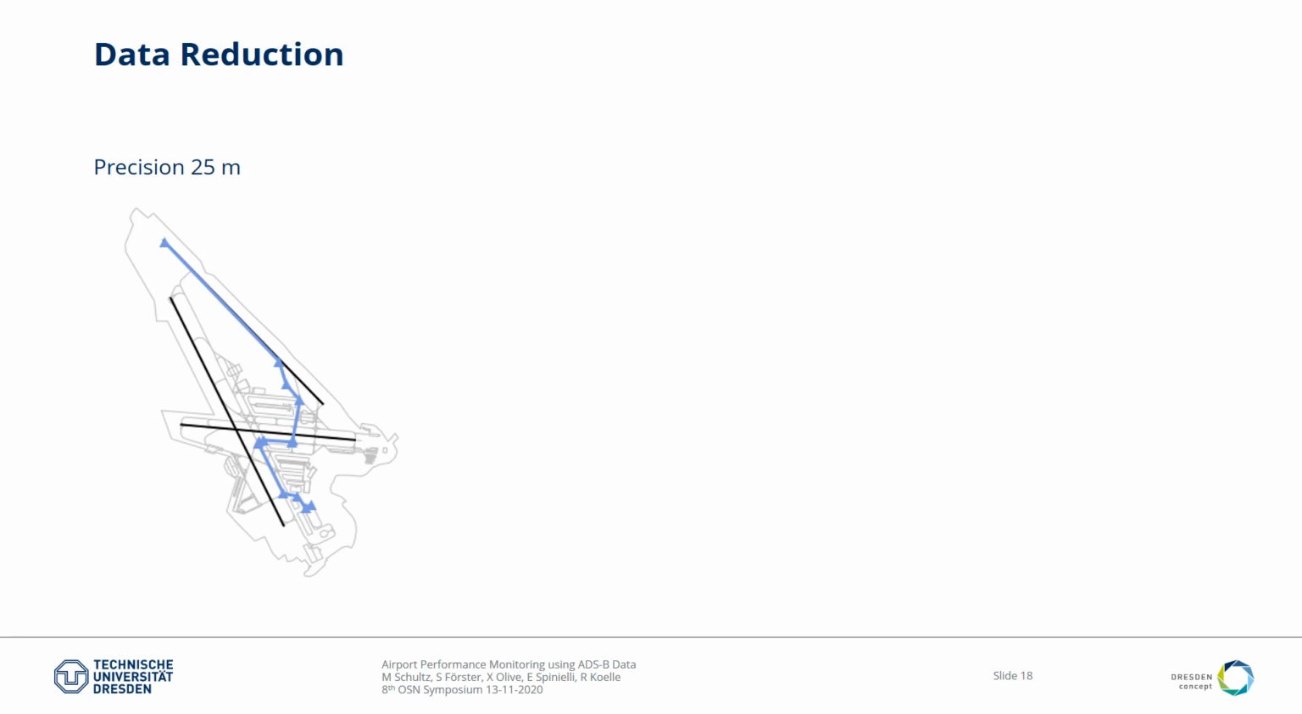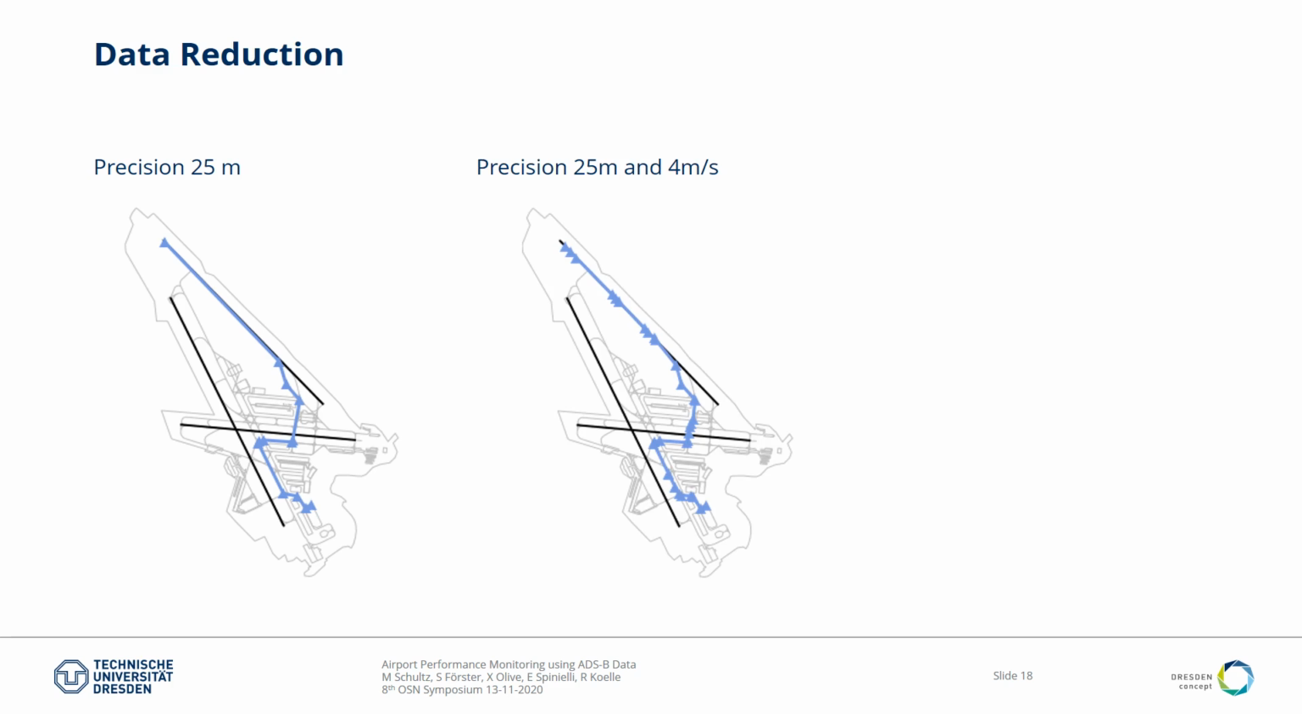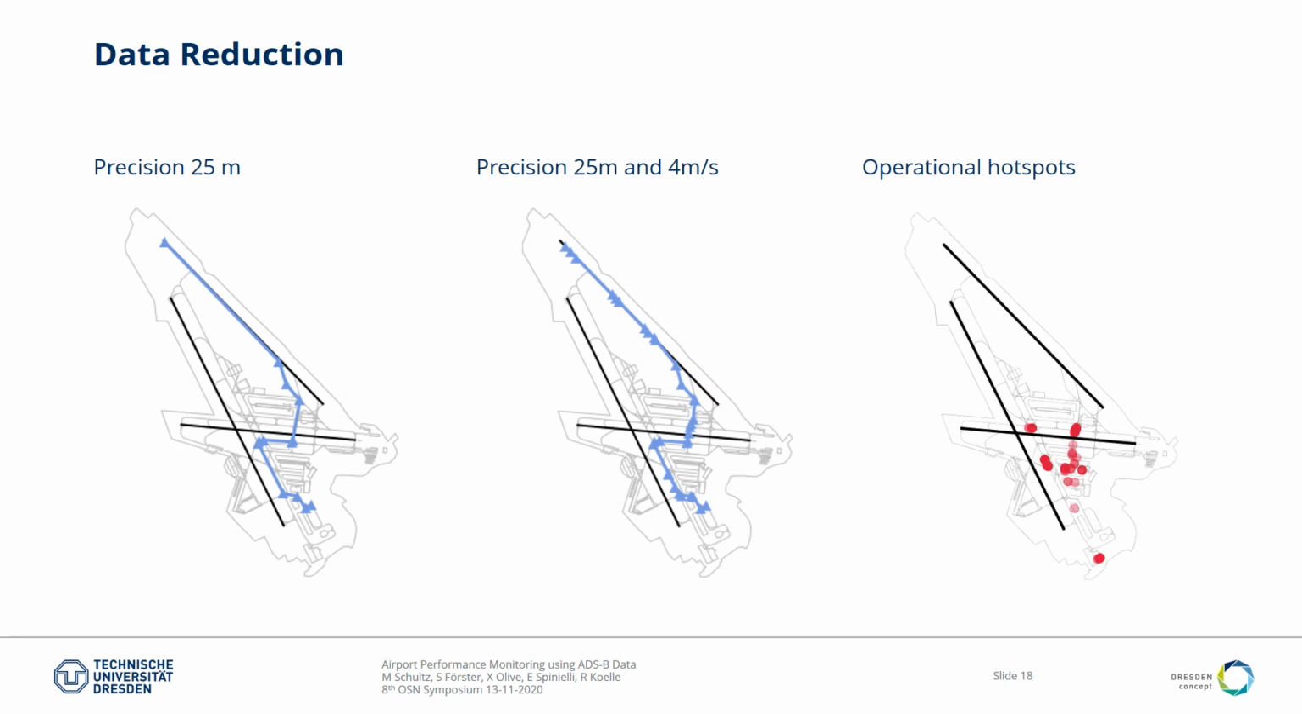Furthermore, we can use data reduction techniques to simplify trajectories, and this comes with a nice effect: if you simplify your trajectory, you will get prominent points out of your trajectory, and these you can transfer into operational hotspots. And you can see here they are very prominent when you're crossing runways or when you have some stopping points.